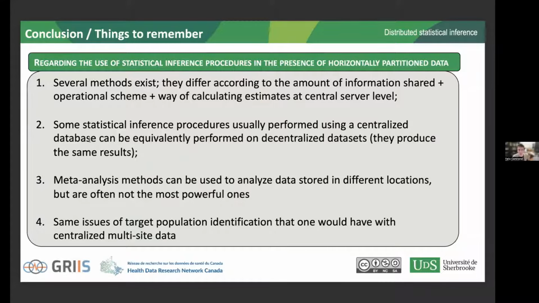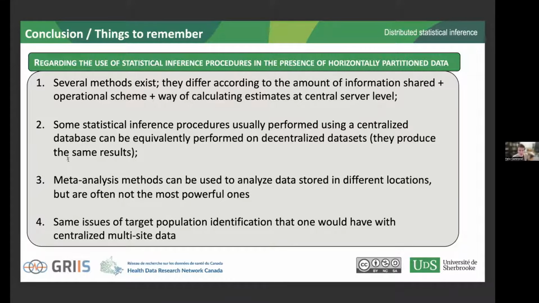Second point, some statistical inference procedures, usually performed using a centralized database, can be equivalently performed on a decentralized data set. So they produce the same result. This is the case for GLM-based analysis when you use the multiple Newton-Raphson updating, or when you're using, for example, a linear regression model and you use the estimating equation algorithm. Third, meta-analysis methods can be used to analyze data stored in different locations, but they are usually not the most powerful methods to do so.